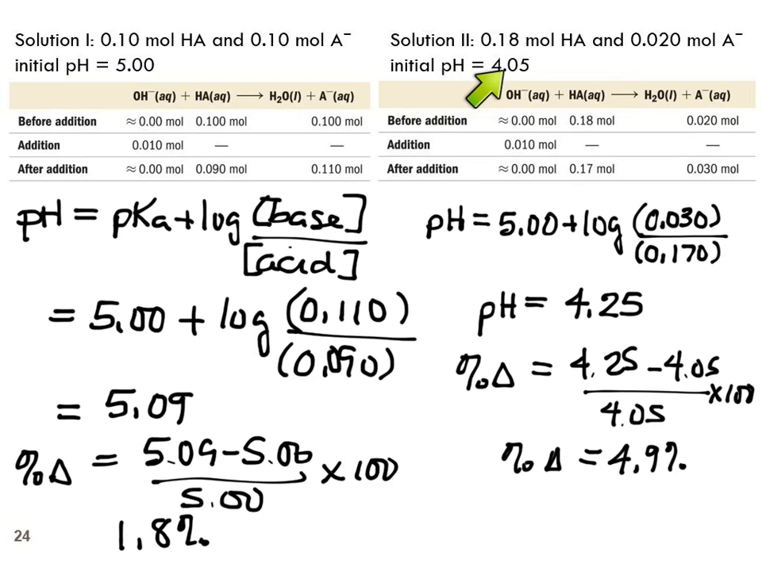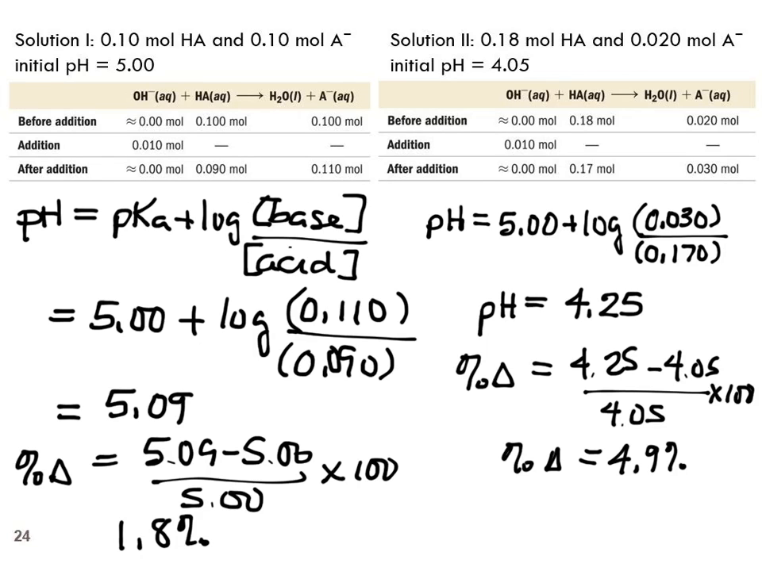The initial pH of this one is 4.05. The initial pH of this is 5. So when you're calculating the one right, shouldn't it be? This is not the initial pH. This is the pKa. The initial pH is 4.05, but the Henderson-Hasselbalch equation uses pKa, not the initial pH. Oh, okay. They happen to be the same here because we have equal amounts of acid and conjugate base.